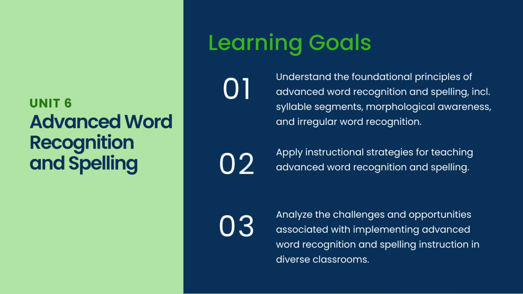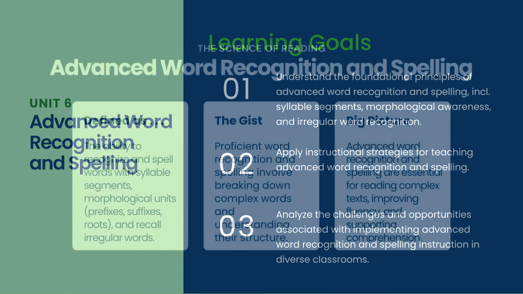By the end of this training, you'll be able to understand the foundational principles of advanced word recognition and spelling, including syllable segments, morphological awareness, and irregular word recognition. You'll apply instructional strategies for teaching advanced word recognition and spelling, and analyze the challenges and opportunities associated with implementing advanced word recognition and spelling instruction in diverse classrooms.